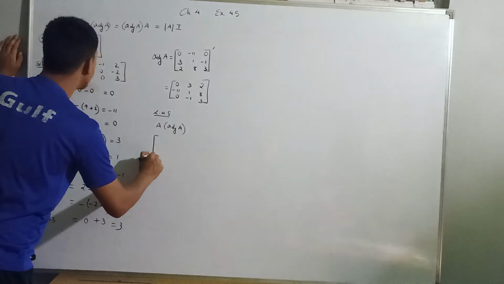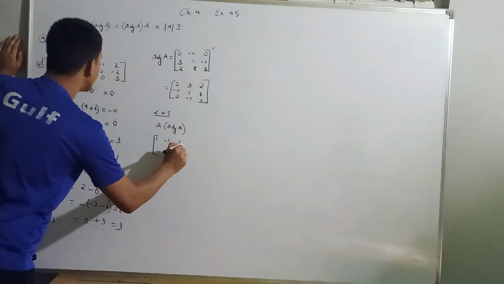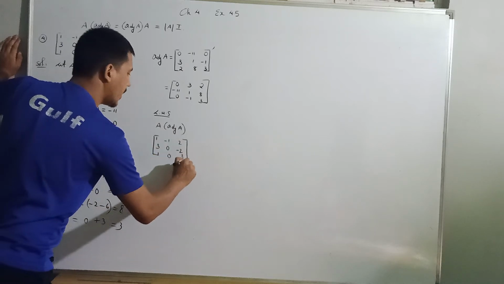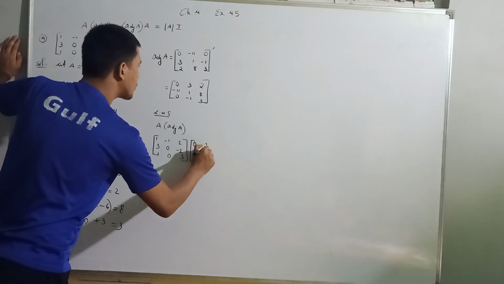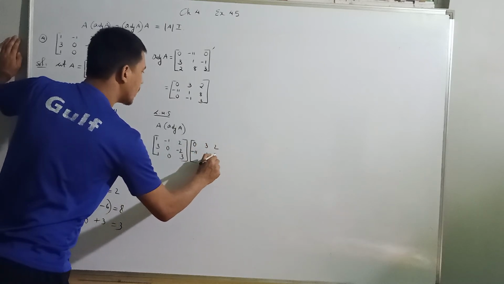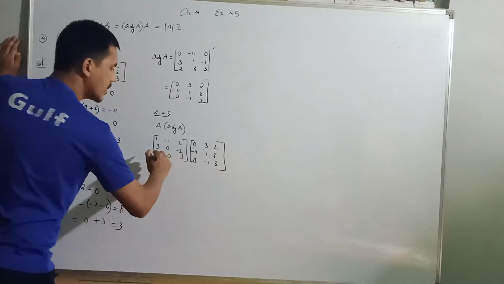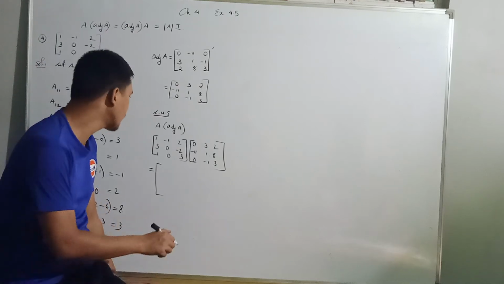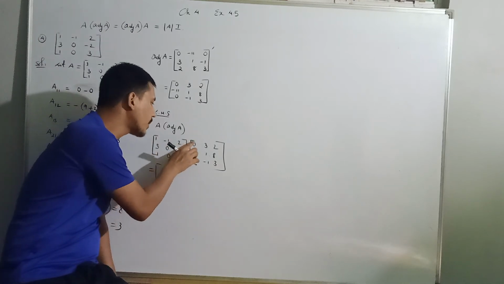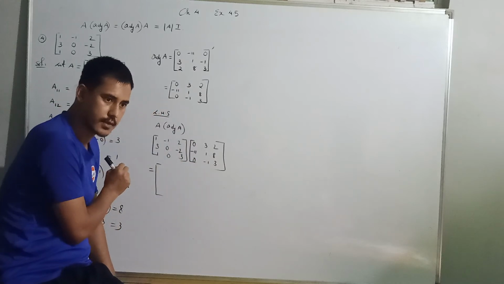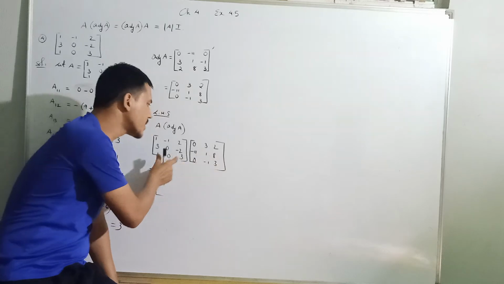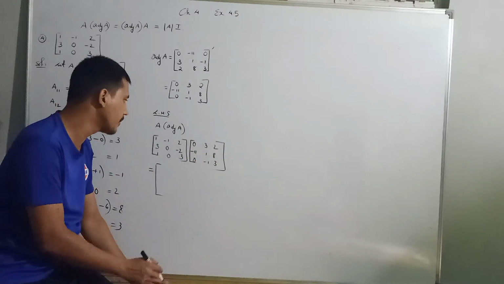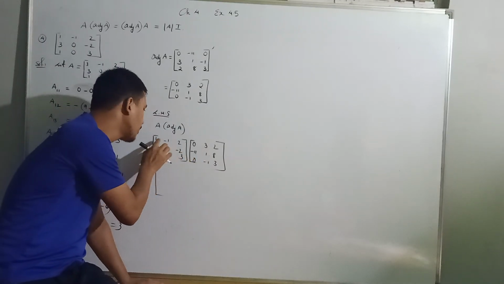Your A is a 3 cross 3 matrix: 1, minus 1, 2, 3, 0, minus 2, 1, 0, 3. And the adjoint of A is 0, 3, 2, minus 11, 1, 8, 0, minus 1, 3. So let's multiply these two. If you remember how to multiply, the first row will multiply with the first column, and that will be your first element. Both of the matrices are of order 3 cross 3, so the resultant matrix should also be 3 cross 3. Their product.